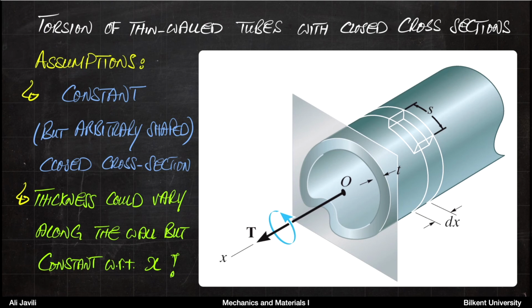The second assumption is that the thickness could vary on the wall. So the thickness t here may be less here, it may be more here. So the thickness could be different on different parts of the wall at a certain cross section, but it is constant with respect to x. So whatever thickness is here, it would be the same if you go in the x direction. So we assume that these two assumptions hold, and based on these, we can proceed.